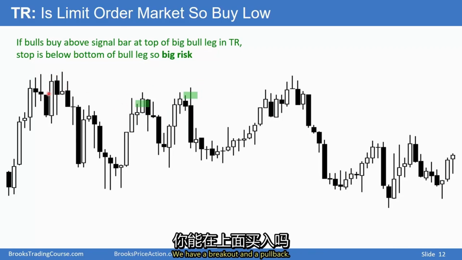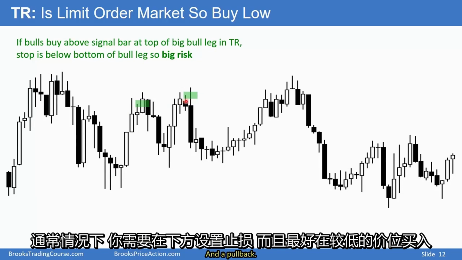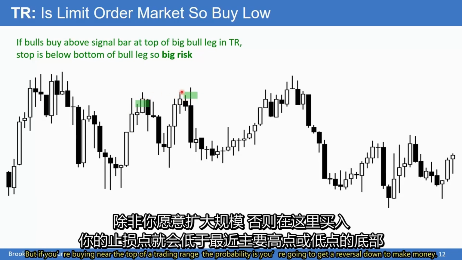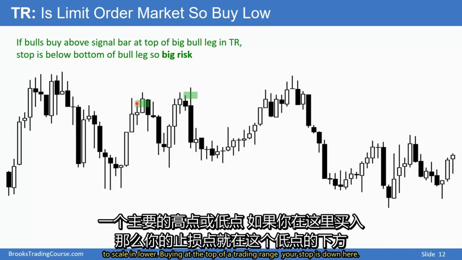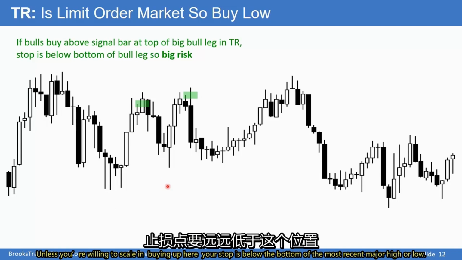Can you buy here? We have a wedge bull flag, we have a breakout and a pullback. And here we have another bull breakout and a pullback. Can you buy above here? Sure. But if you're buying near the top of a trading range, the probability is you're going to get a reversal down. To make money, usually you need to have a stop below, and it's better to scale in lower. Buying at the top of a trading range, your stop is down here, so the risk is big, and the probability is not very high unless you're willing to scale in.